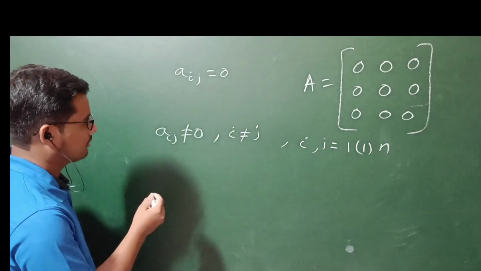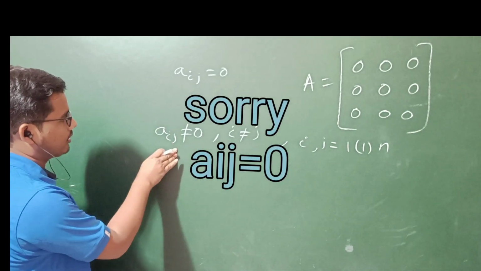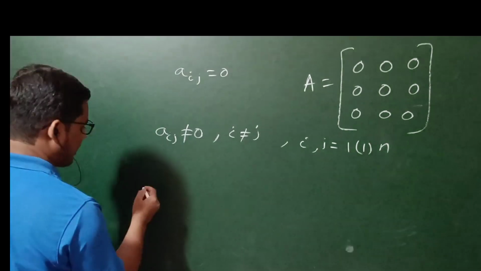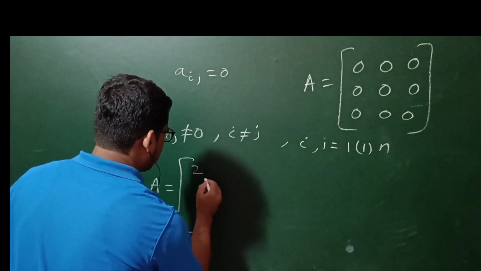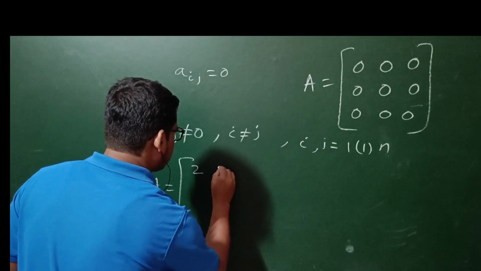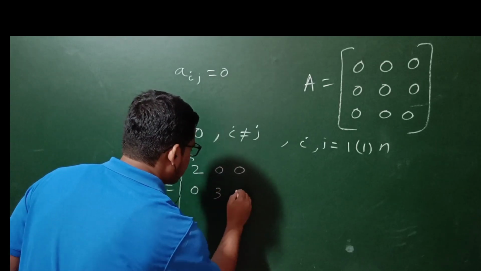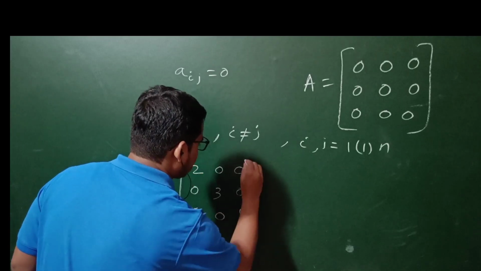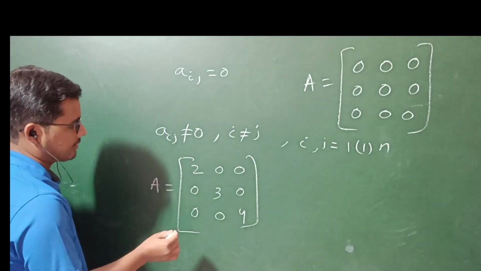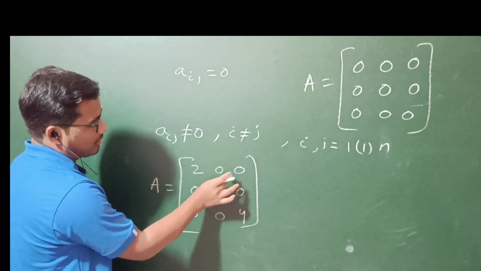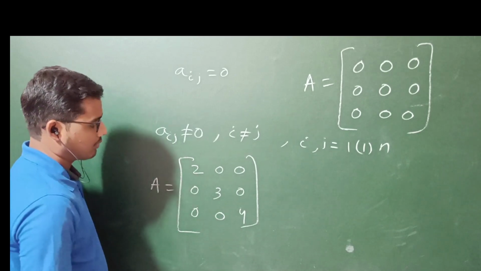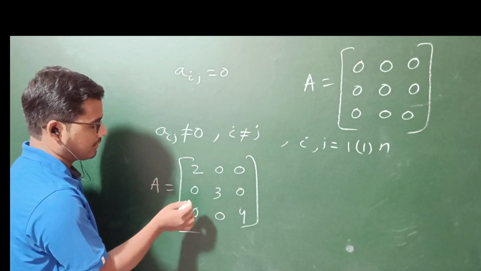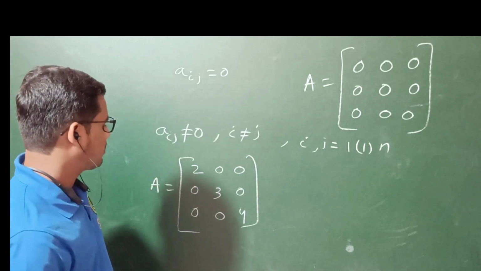For example, I am taking an example: 2, 0, 0; 0, 3, 0; 0, 0, 4. This is a 3 by 3 matrix. Here all the non-diagonal elements are 0 and the diagonal elements are non-zero, any non-zero number. So this is called a diagonal matrix.